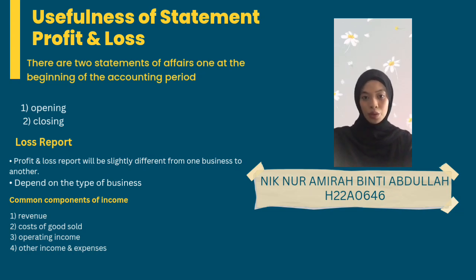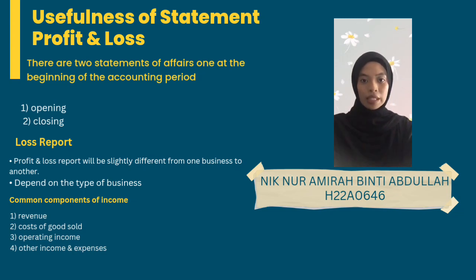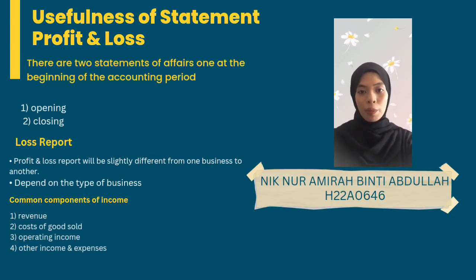Now we go to the profit and loss report. We will see the profit and loss report will be slightly different from one business to another. But the following are some common components of income. The first one is revenue. Second is cost of goods sold. The third one is operating income. And the last one is other income and expenses.